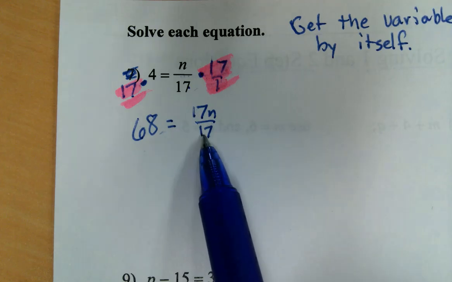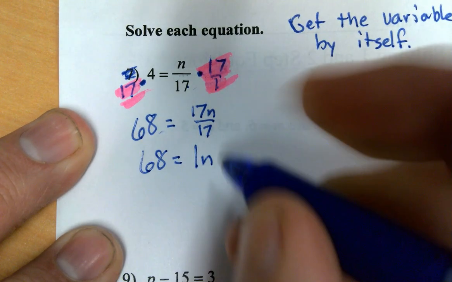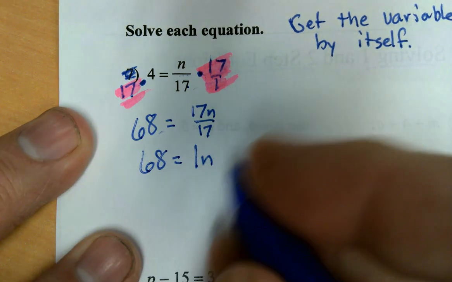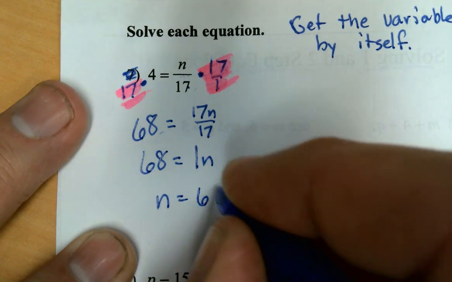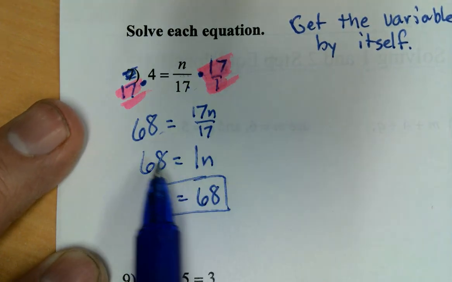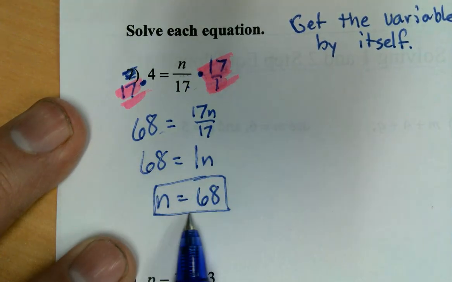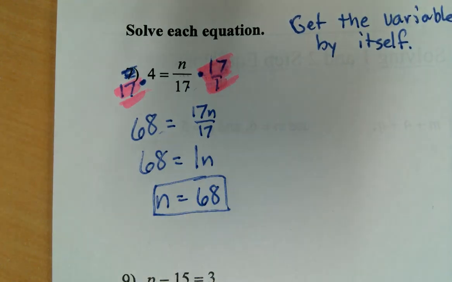What is 17 divided by 17? That is 1n. So we get 68 equals 1n. And remember, since it's 1n, that's the same thing as just saying n. So we get n equals 68. And you'll notice, remember that I switched the order, put the n on the left and the number on the right, n on the left, number on the right, so that it looks a little bit more like what you're used to seeing.